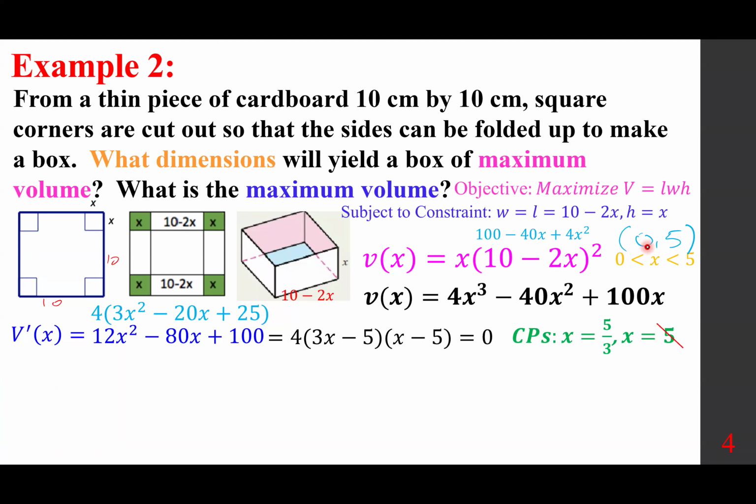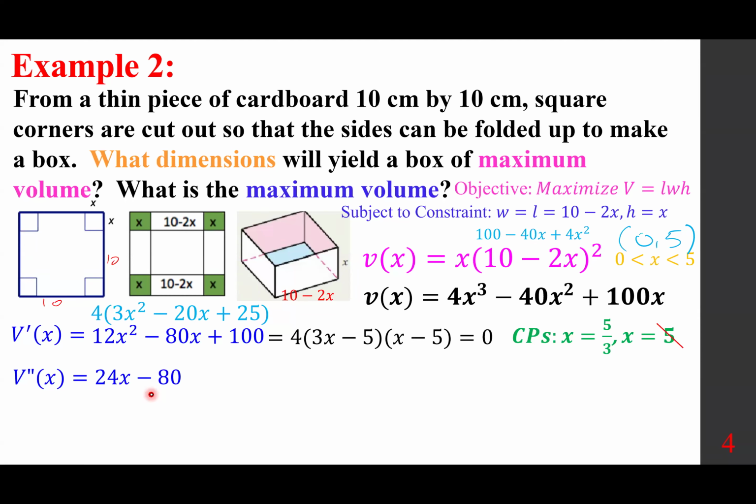We go with the second derivative test. V double prime is 24x minus 80. The second derivative test says plug in the critical point, see if it's positive or negative. Positive is concave up, negative is concave down. We just want to look at that.